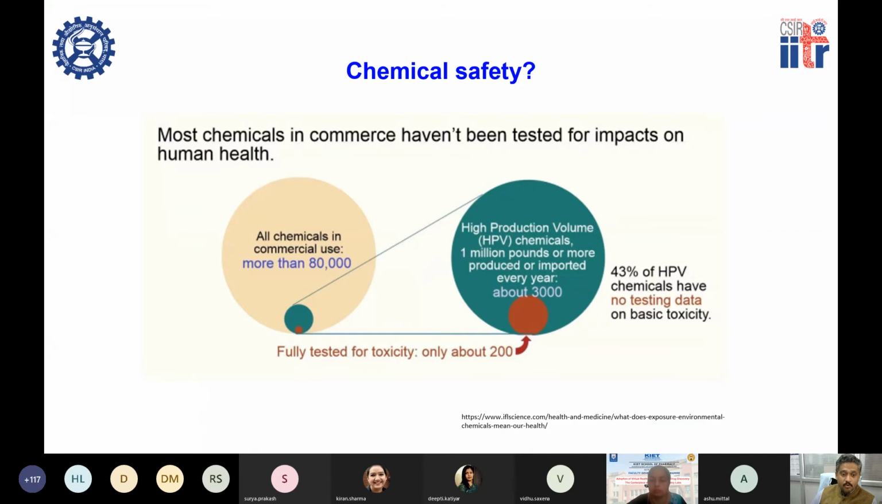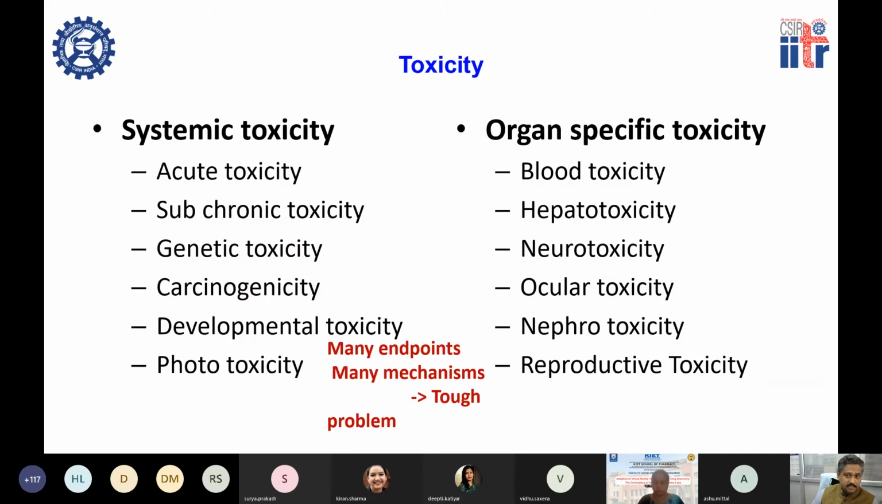As I said earlier, more than 80,000 chemicals are registered, and more than 1 million compounds we call high production volume chemicals. These are produced every year, but only 43% of SIDS chemicals have no testing data on the basis of toxicity. So definitely we have to create various toxicology information, like systemic toxicology and organ specific toxicology, depending on what kind of toxicology information you want from us.